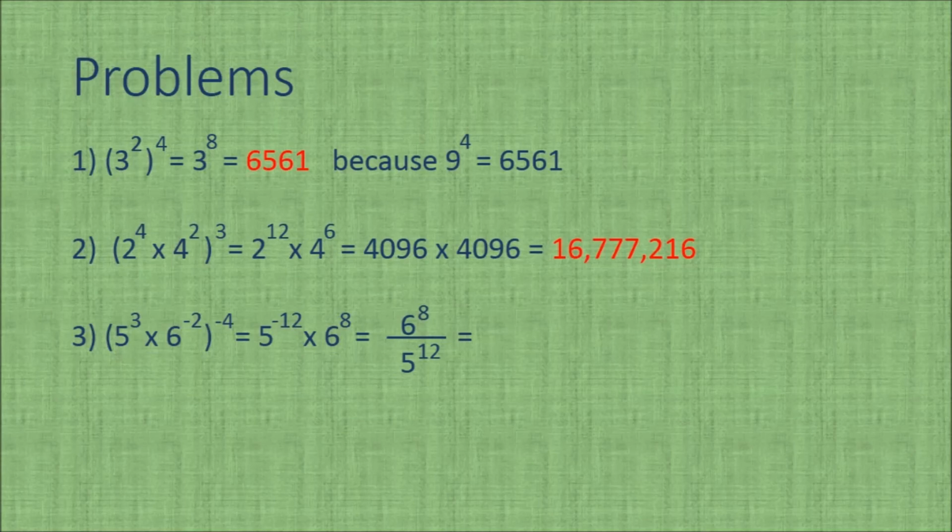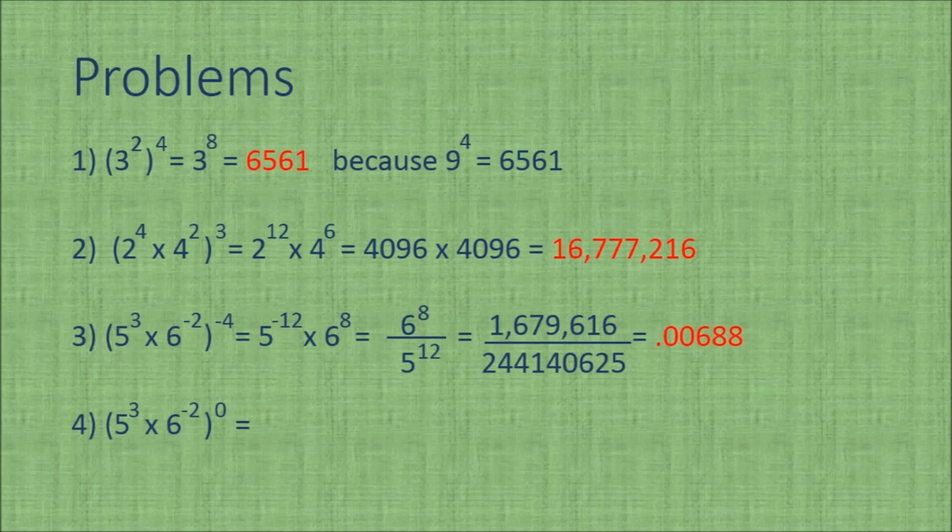And when you do that out, you get some massive number, and when you divide that, you'll end up getting a really small decimal. There you go, 0.00688. And here we have a fourth problem, which really I took the same problem as the third, except I put it all to the 0 power, and remember, anything to the 0 power is 1, so the answer is simply 1. Pretty easy. Those will be easy problems on your tests and quizzes.